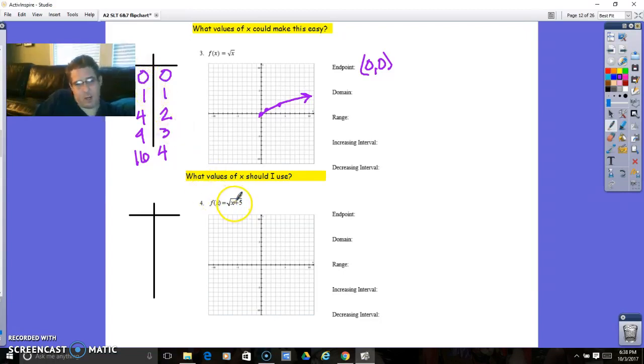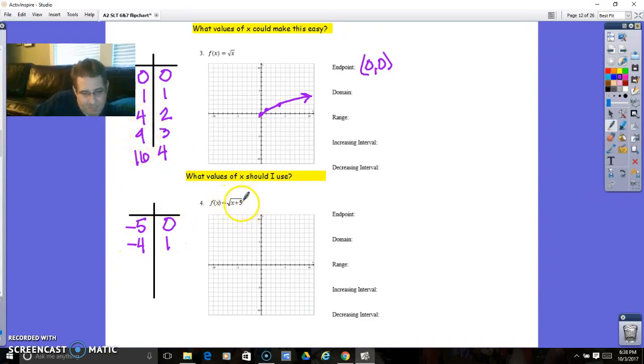So we've got to think about what x would have to be to make the inside of the radical 0. And it would have to be negative 5. Negative 5 plus 5 is 0. Square root of 0 is 0. What would I have to make the inside to make it 1? That would be negative 4. Negative 4 plus 5 is 1. Square root of 1 is 1.